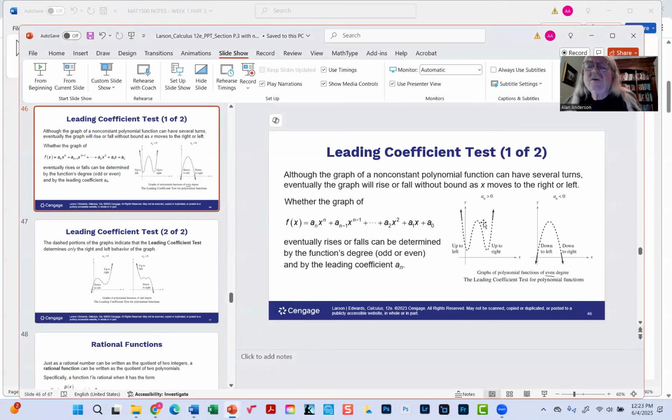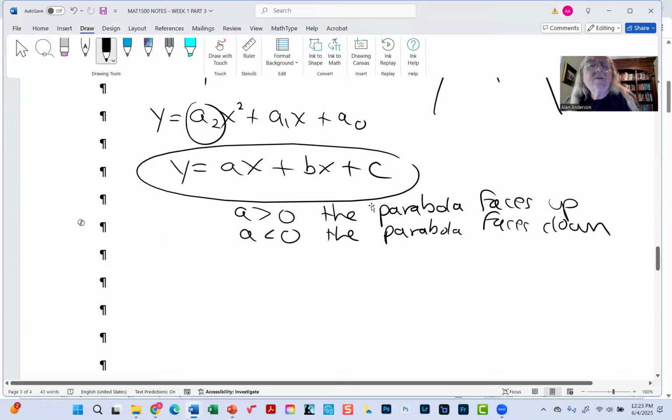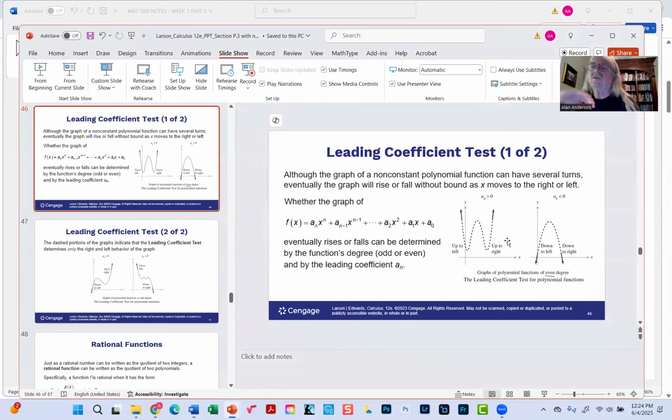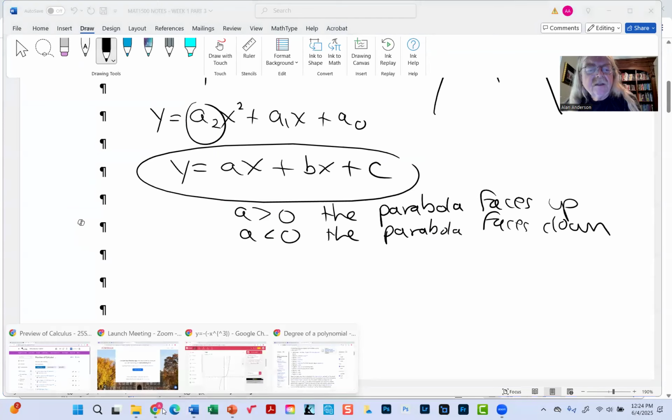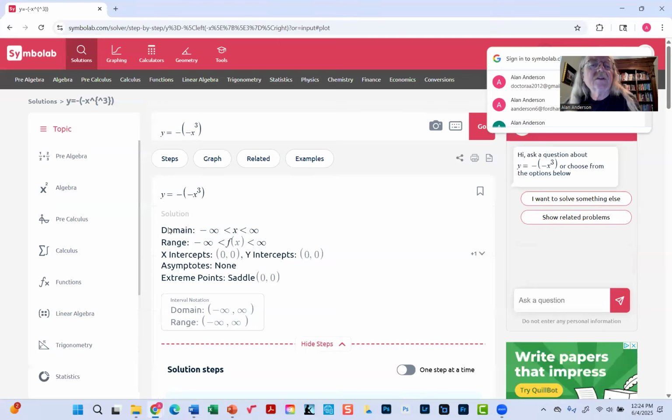So when you get to the higher order ones, like x to the fourth order, then the behavior gets a little bit more complicated. But the basic result is that it falls and then it rises if the leading coefficient is positive. If the leading coefficient is negative, it rises and then it falls. So we go back to symbol lab. Let's take a look at what y equals x to the fourth really looks like.